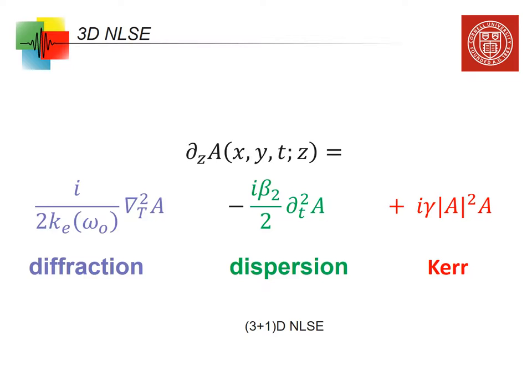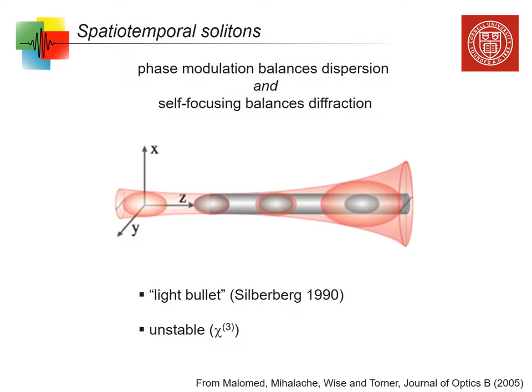So does that have soliton solutions? I said it was more complicated in 3D. It is more complicated. In 1990, Jeroen Silberberg wrote a very inspiring paper where he wondered about that. He noticed in the nonlinear Schrodinger equation in 3 plus 1 dimensions, it's unstable. So it doesn't seem like it's going to work. But maybe there's some higher order effect that can stabilize it. Then we could add this light bullet, a 3D soliton.